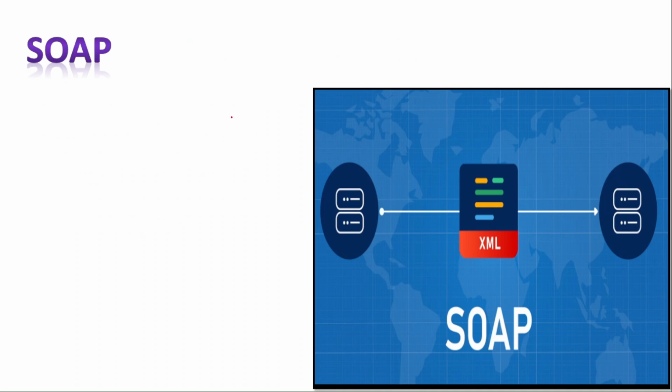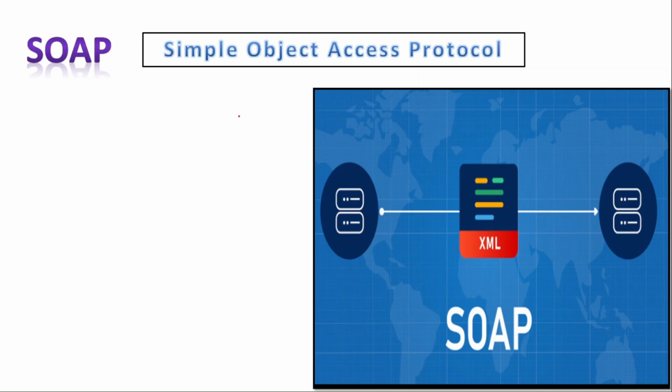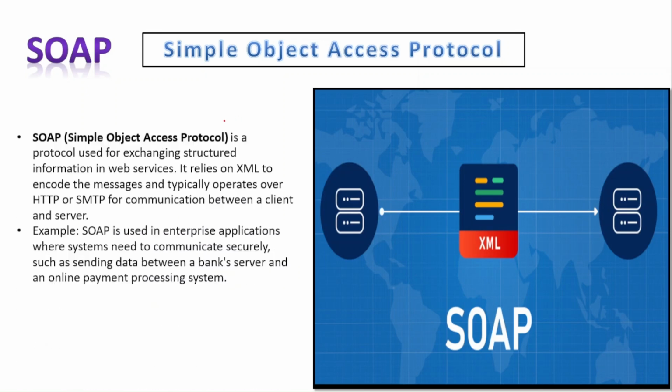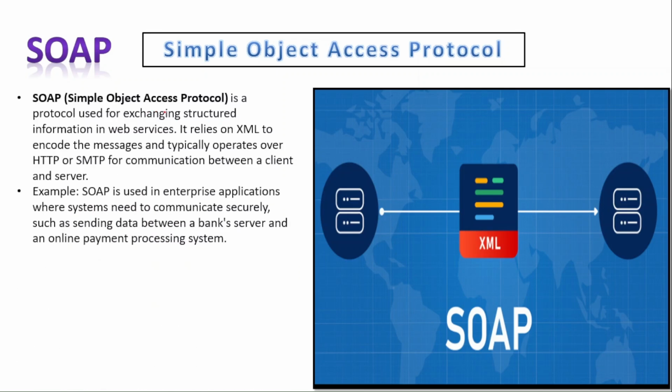SOAP, that is Simple Object Access Protocol. So SOAP, or Simple Object Access Protocol, is a protocol used for exchanging structured information in web services. It relies on XML to encode the messages and typically operates over HTTP or SMTP for communication between a client and server.